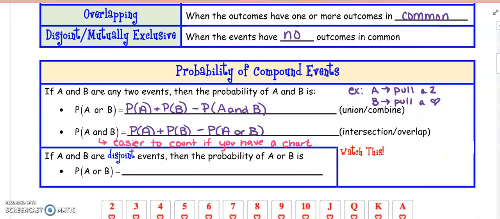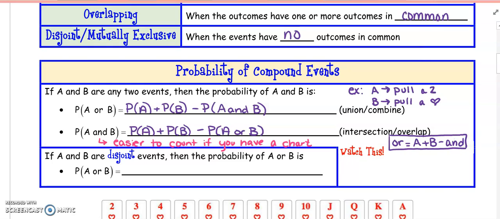Now watch this, I think this is kind of cool here. This may look like a lot to memorize, but you don't actually have to memorize both of them, and I'm going to show you why. If the probability of OR is equal to A plus B minus AND, that's the first statement that I gave you.